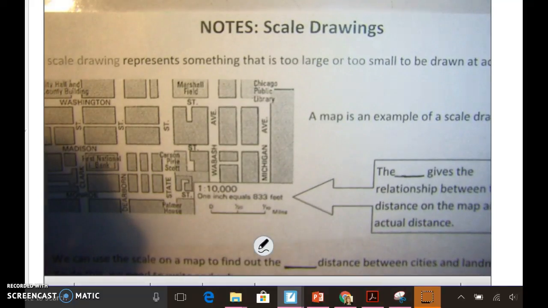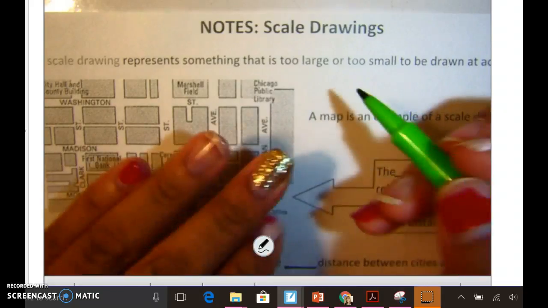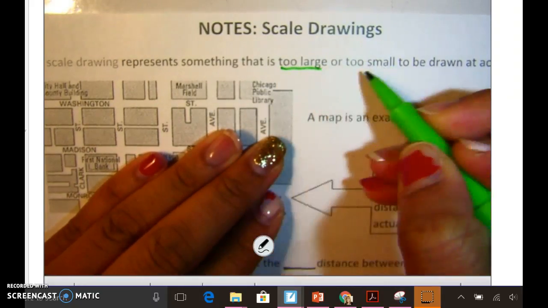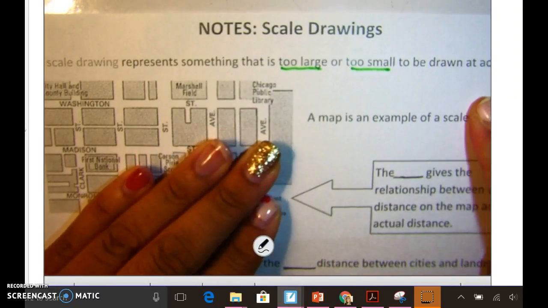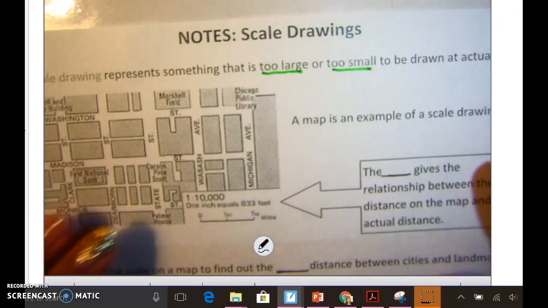So today we're taking notes on scale drawings. A scale drawing is a similar figure, but instead of triangles or rectangles, it's a map or a blueprint. It's something that's real, but too large or too small to be drawn in its actual size. So we scale it down or we scale it up.